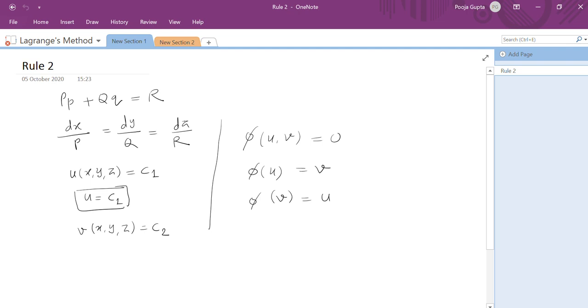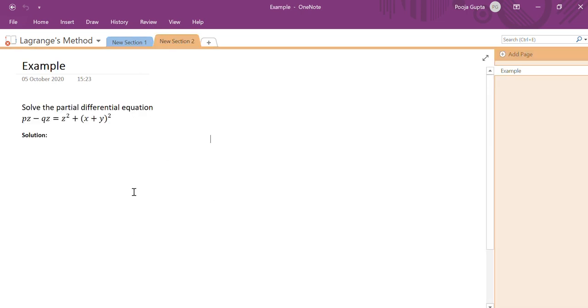Okay, let's see one example to understand the second case. The question says: solve the partial differential equation pz - qz = z square + (x + y) whole square. The standard Lagrange linear equation is Pp + Qq = R. Comparing, we can see that P is z, Q is minus z, and R is z square + (x + y) whole square.